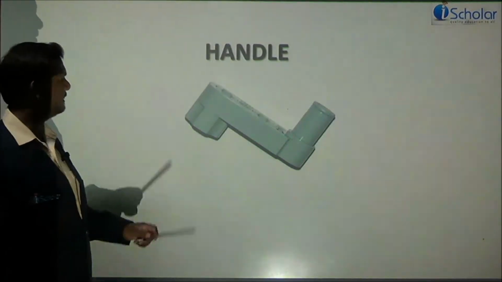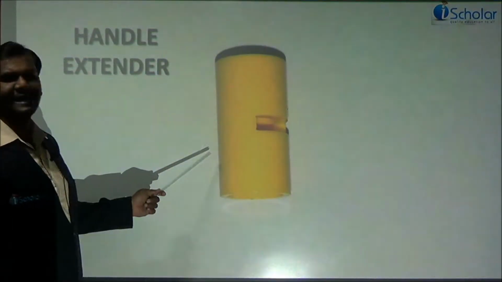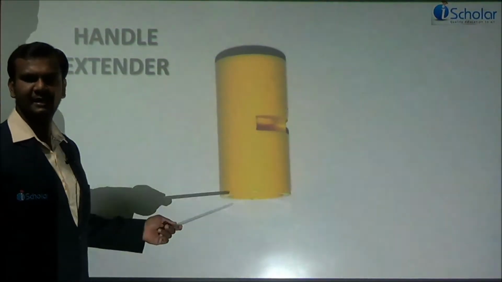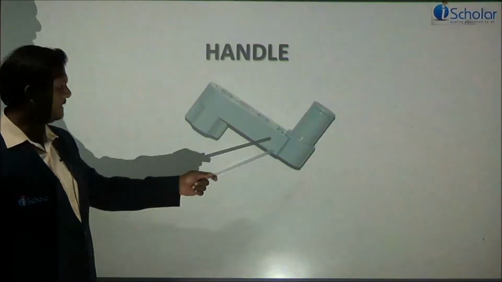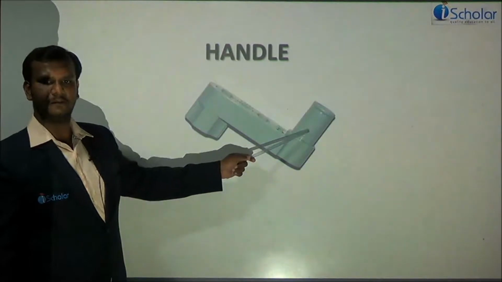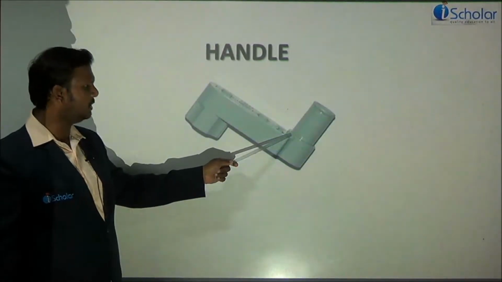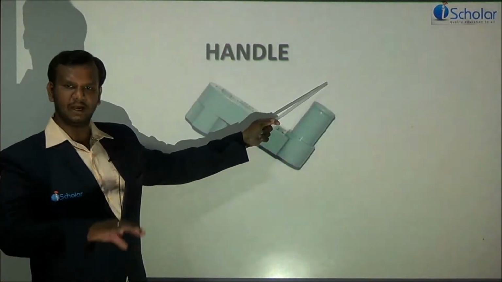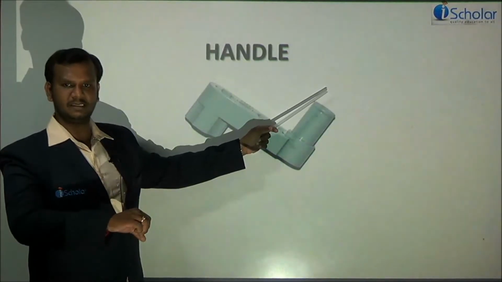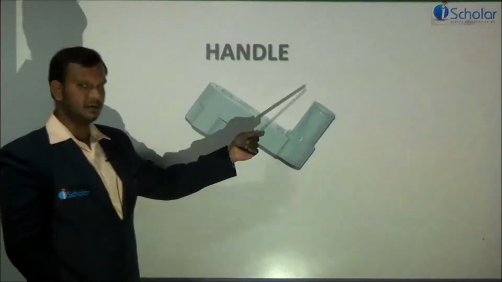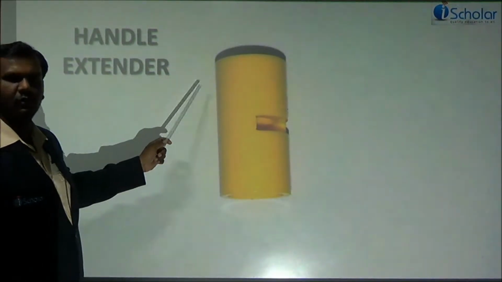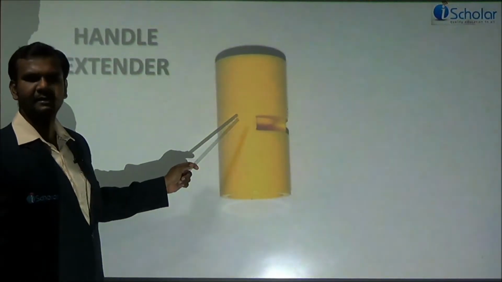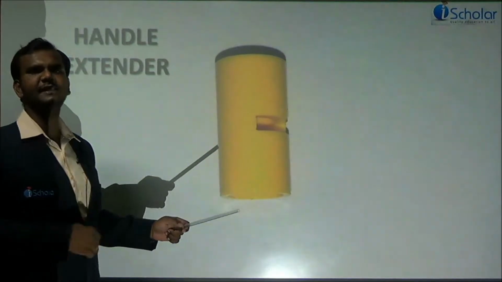Clear? Fine. The next one. And the last component is the handle extender. In the previous image, you can see the handle is too small. So in order to extend this, to provide a firm support to the person who is rotating the handle, the extender is given. By extending this particular handle, it becomes easy for the person who is rotating.